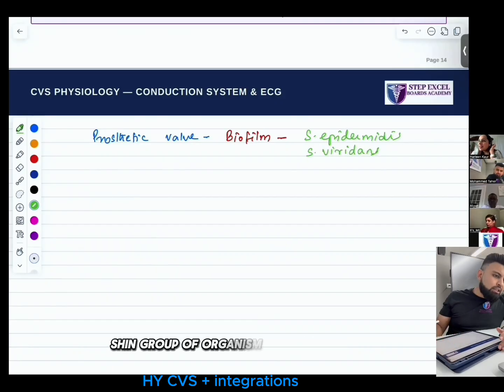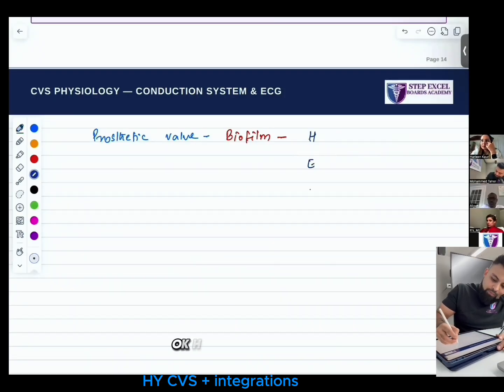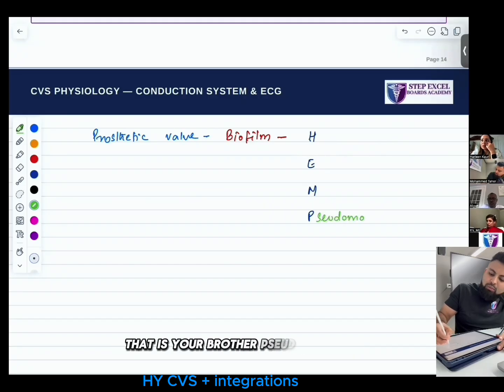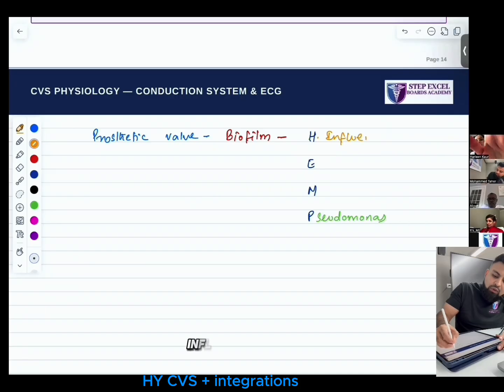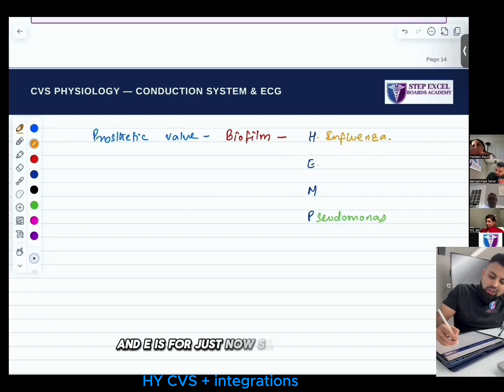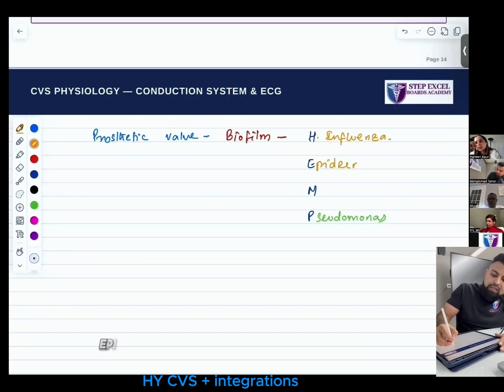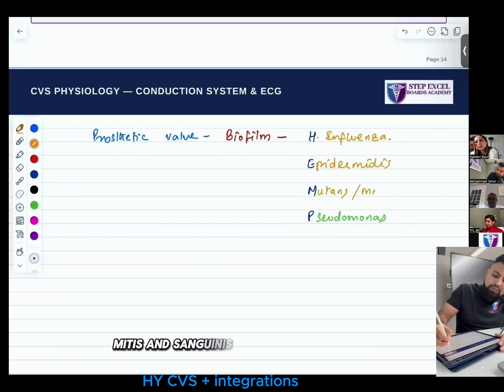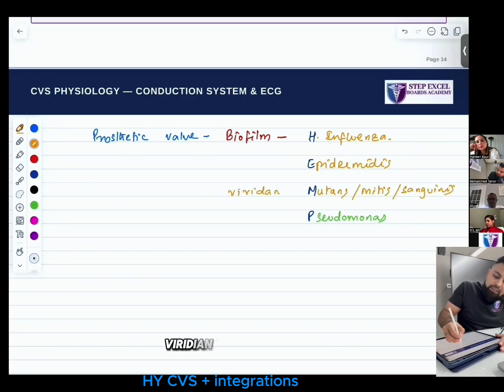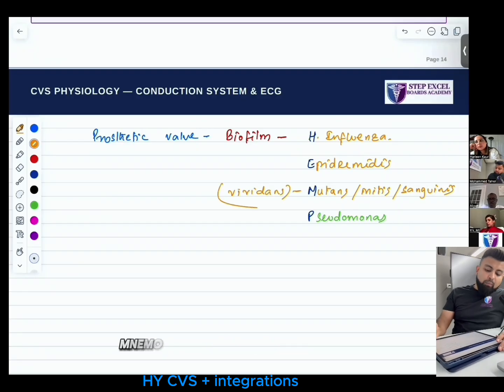No, the group of organisms is Shin and Thai. That is different, okay? HEMP for biofilm, okay? HEMP for biofilm. So P is for the green one, I will write it down, that is your brother, Pseudomonas. And then there's going to be your Haemophilus influenzae, right? And E is for, I just now said, epidermidis. And then the last one is mutans, mitis, and sanguinis. These are your viridans species, isn't it? So HEMP is the mnemonic for formation of biofilm.